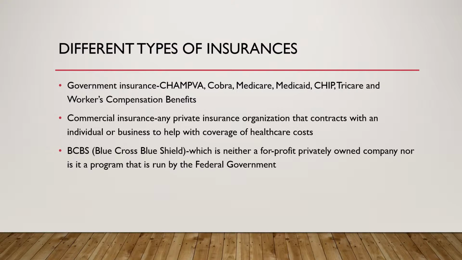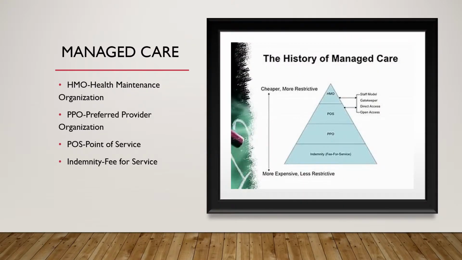There are three different types of insurances. You have government, commercial, and Blue Cross and Blue Shield, or BCBS, which is neither a for-profit, privately owned company, nor is it a program that is run by the federal government. Managed care: you have an HMO, which is a health maintenance organization, a PPO, which is a preferred provider organization, POS, which is a point of service, and indemnity, which is fee for service.